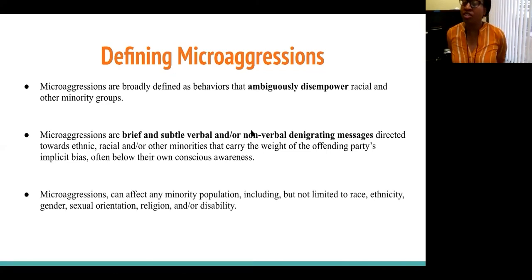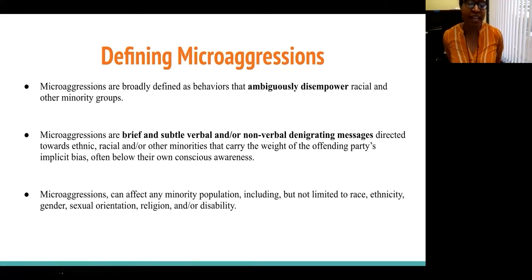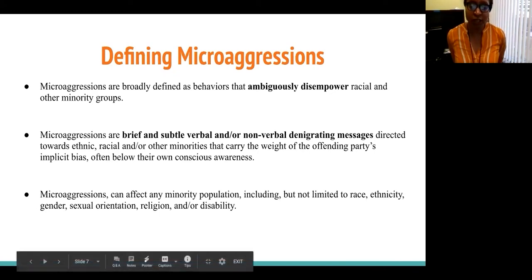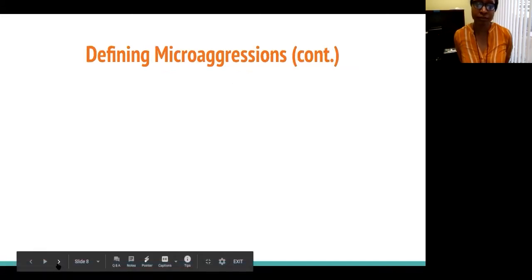And though they initially started off focused on racial groups and minority groups, we know that they can impact any marginalized group. So it's not limited to race, ethnicity, gender, sexual orientation, religion, or disability. But you can imagine that these groups more often than not are feeling the negative impact of microaggressions. And especially if you have some sort of intersectionality between groups, you're going to be a target.